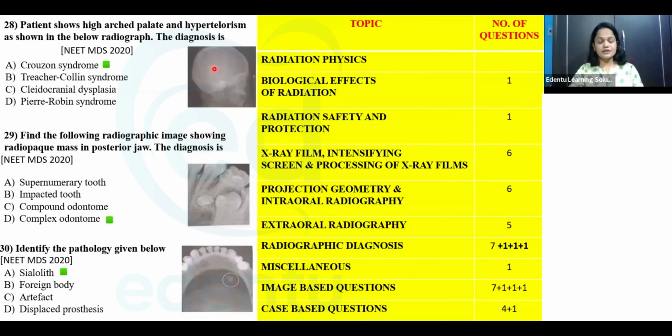Again, a lot of image-based questions were asked in 2020. The first one is about Crouzon syndrome. The next one is about odontoma, and the last one is about sialolith. This odontoma is a favorite topic in oral radiology. You can see repeated questions asking about odontoma, giving the OPG or the IOPA. So odontoma is one of the favorite topics in the oral radiology subject.